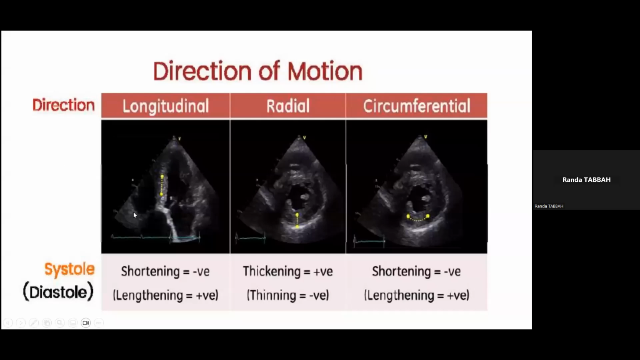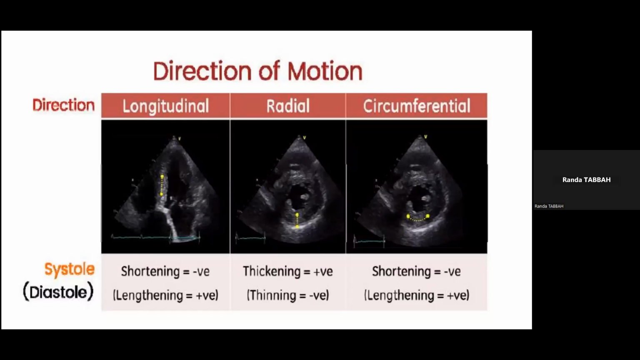So if you look closely at the longitudinal strain, you can see that when the heart contracts in the longitudinal position, we have a shortening during the systole. That's why the number of the strain is always negative. So you can see, for example, strain equal -18. That's why, because the shortening of the ventricle is negative during systole. So the evaluation of the longitudinal strain is always negative.